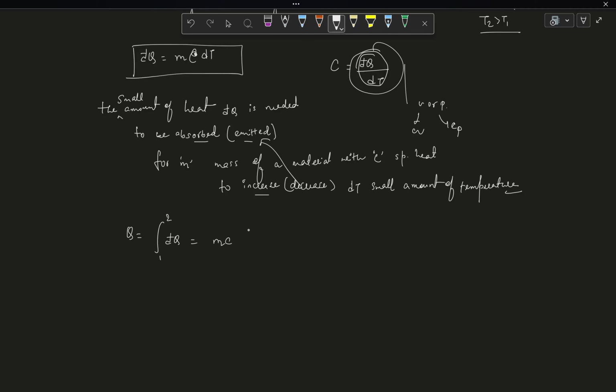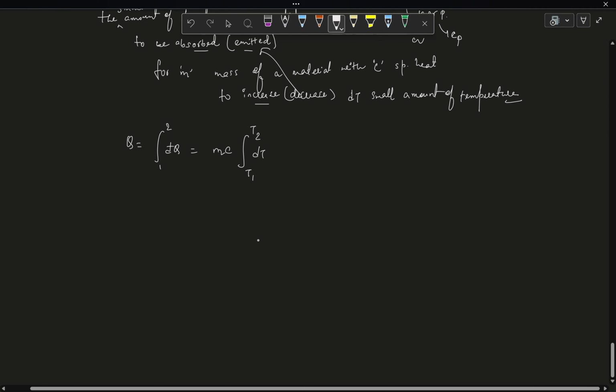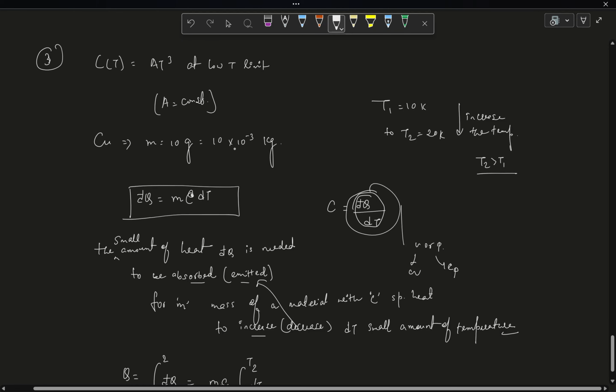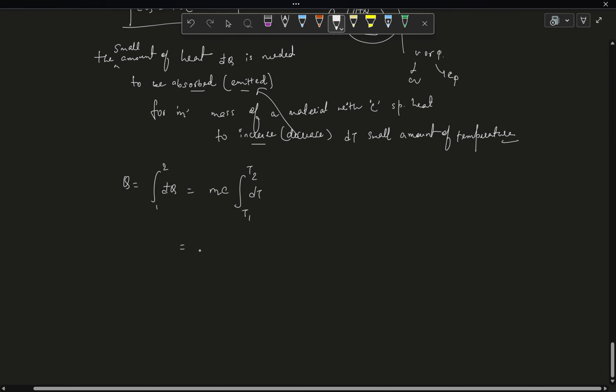So m and c are constant, so the only thing that will change from state 1 to state 2 is the temperature. So it is T1 to T2 variation. So if you take the integration, m and c will be outside the integral and dt will be integrated from the limit of T1 to T2, right? Then once you know this, you just use that in here using our information that for copper m was given as 10 gram, which is 10 to the power of minus 2 kg, right? So just put this expression as 10 to the power minus 2.